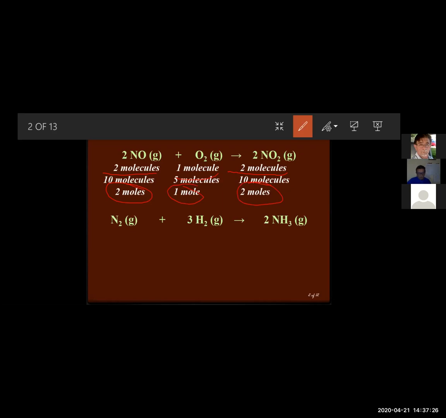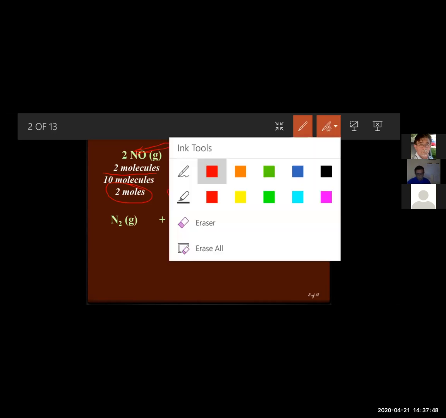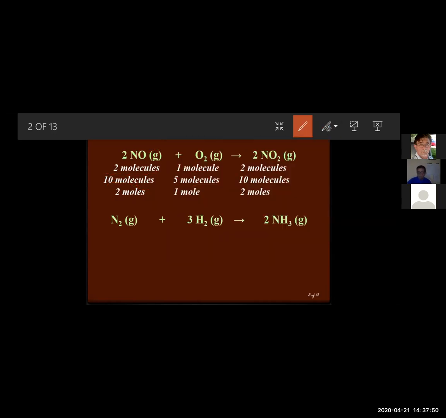Note the relationship between the two reactants. NO, it's a 2-to-1 ratio, okay? And from NO to nitrogen dioxide, it's a 2-to-2 ratio, basically 1-to-1. And if we look at oxygen to the product, that is a 1-to-2 ratio, okay? So we're going to use that information here in a few more slides.